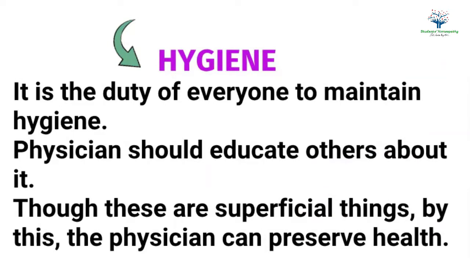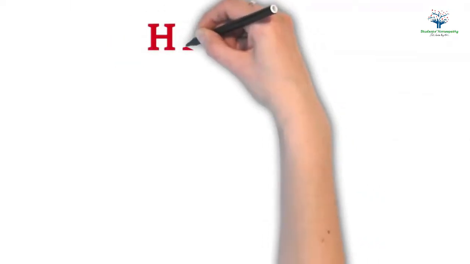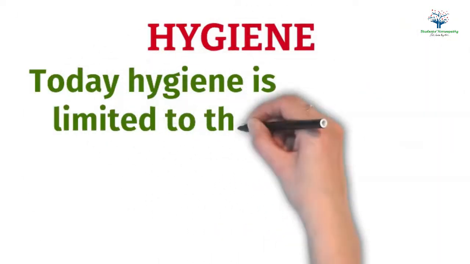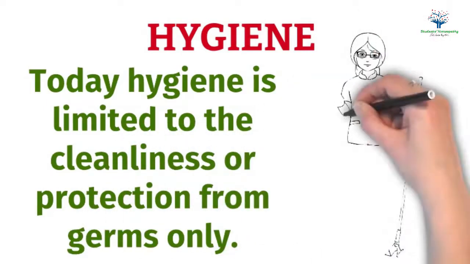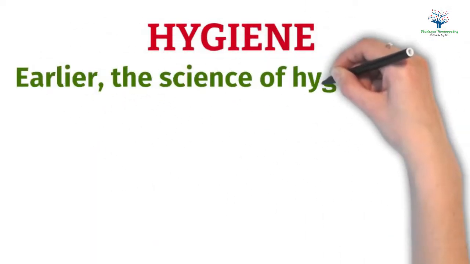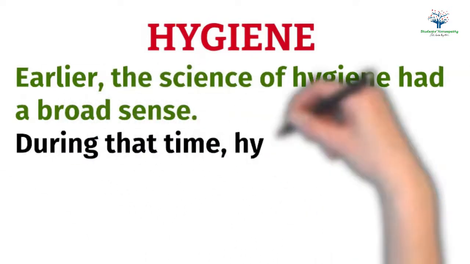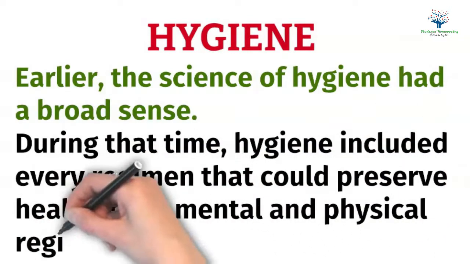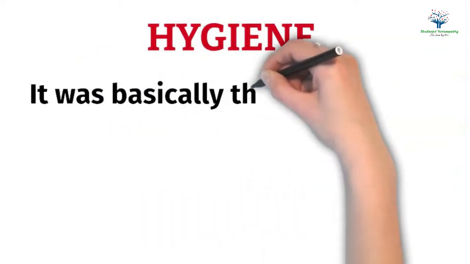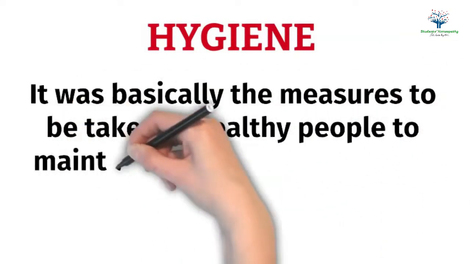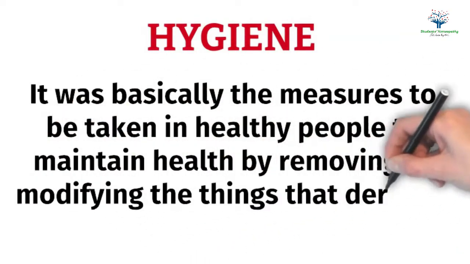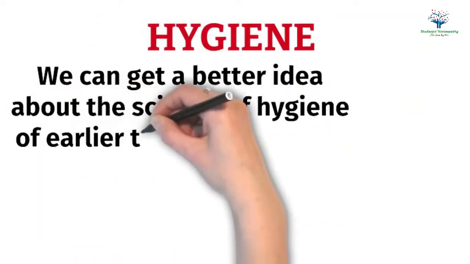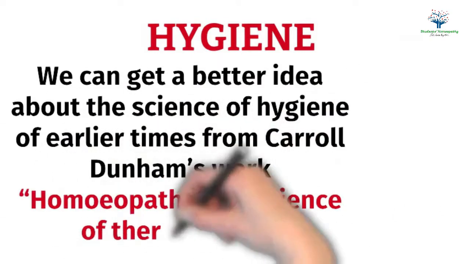Before proceeding further, we should first understand the exact expression of hygiene, because today hygiene is limited to cleanliness or protection from germs only. Earlier, the science of hygiene had a broader sense. During that time, hygiene included every regimen that could preserve health. Both mental and physical regimens were necessary. It was basically the measures to be taken in healthy people to maintain health by removing or modifying the things that derange health. We can get a better idea about the science of hygiene of earlier times from Carroll Dunham's work, Homeopathy, the Science of Therapeutics.